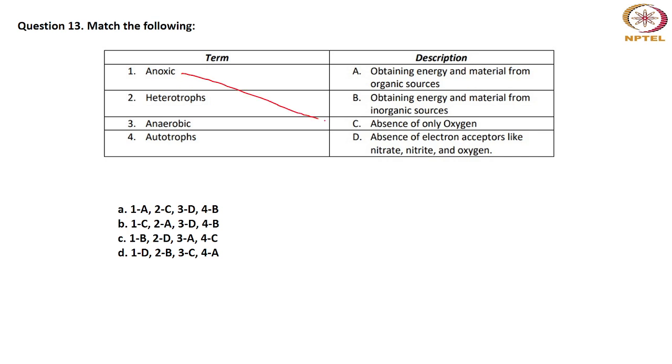So the anoxic, where we see absence of oxygen only, and heterotrophs are those microorganisms which obtain energy and material from organic sources. In case of autotrophs, they obtain energy and material from inorganic sources. These are the differences. Then the anaerobic system is the absence of electron acceptors, not only oxygen. Be careful with this. Also nitrates or nitrites, all the forms which can act as electron acceptors are not present inside the system. Popularly we think about only oxygen, but it is not only oxygen, it is all kinds of electron acceptors like nitrate, nitrite, and so on.